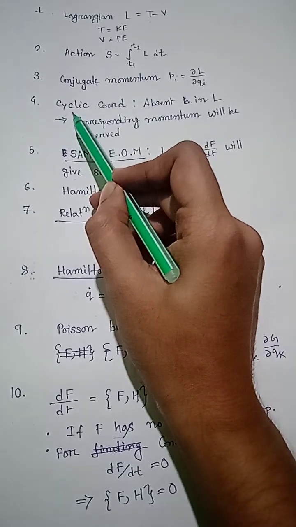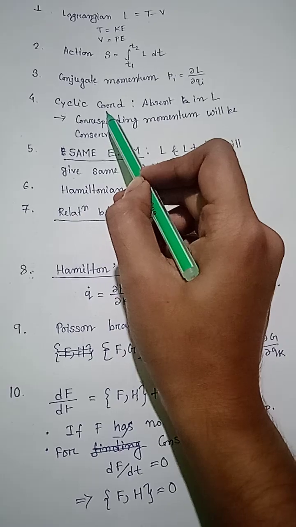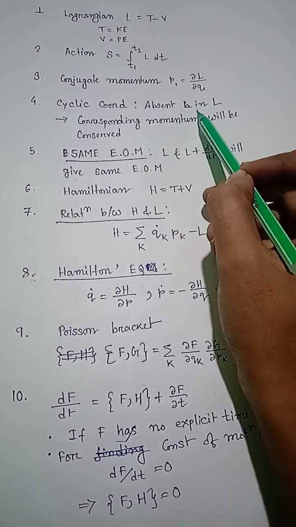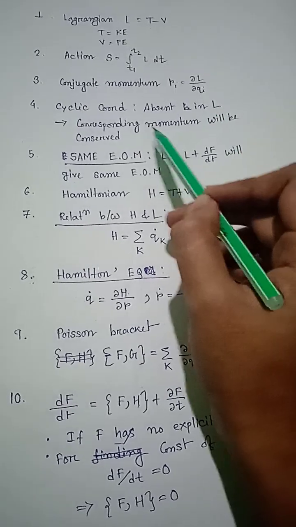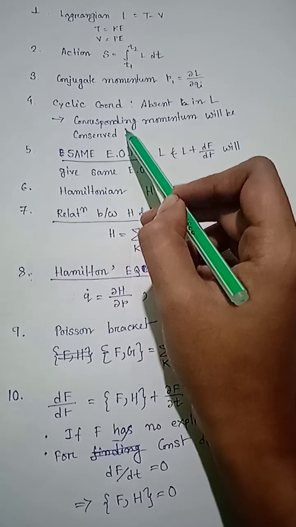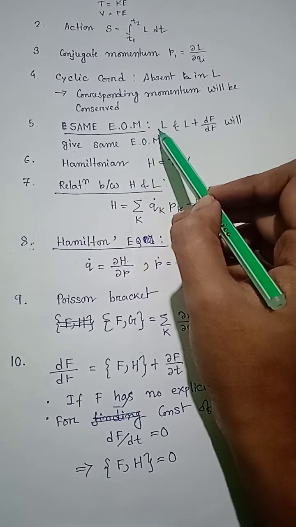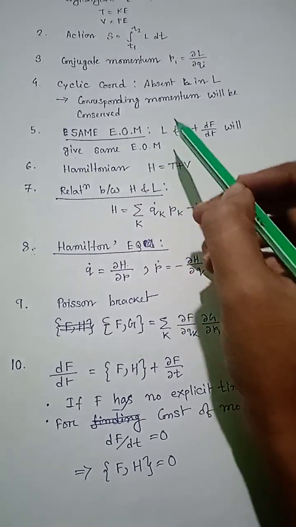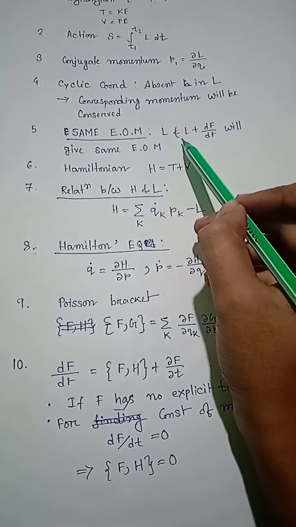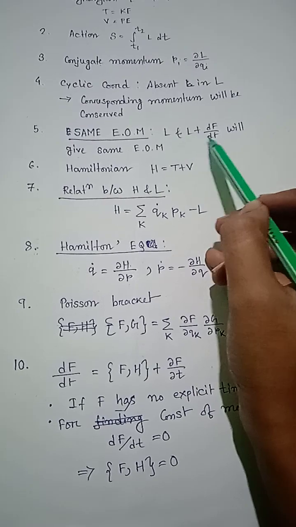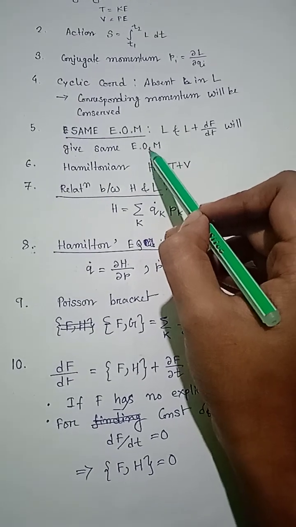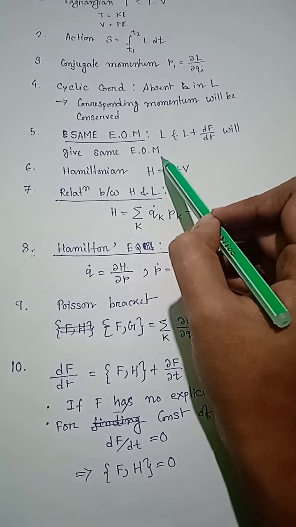Often we will encounter the term cyclic coordinate. It is the coordinate which is absent in the Lagrangian. The corresponding momentum will be conserved. Equation of motion. Suppose we take a Lagrangian L and another Lagrangian L plus df/dt. These two Lagrangians will give me the same equation of motion.